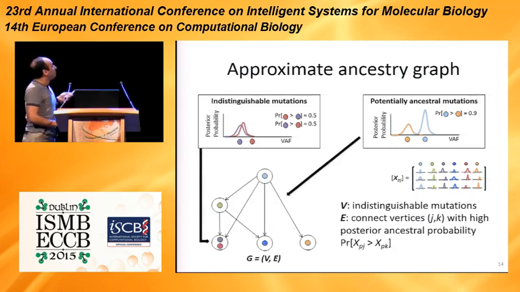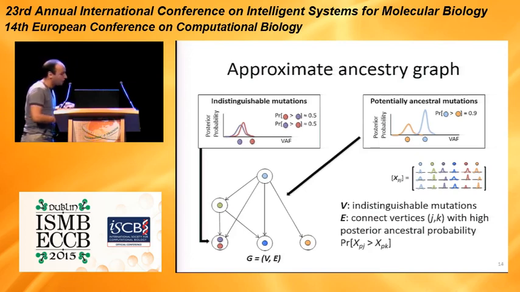So what we do is we define an approximate ancestry graph, and the vertices of this graph correspond to sets of mutations that we cannot distinguish, whose distributions overlap. And the edges correspond to pairs of mutations where you have a clear ancestral signal. So this is the approximate ancestry graph.